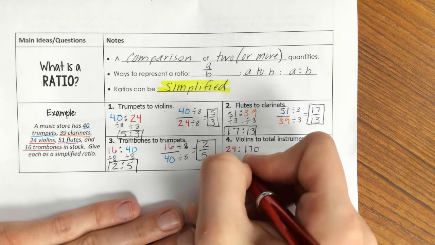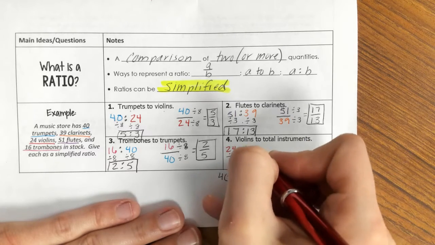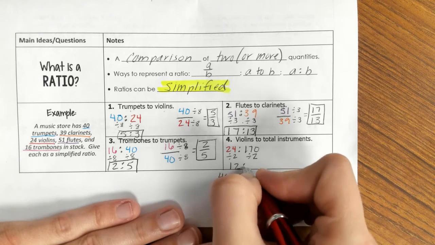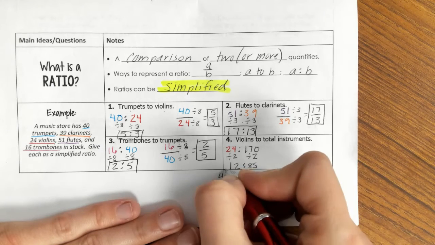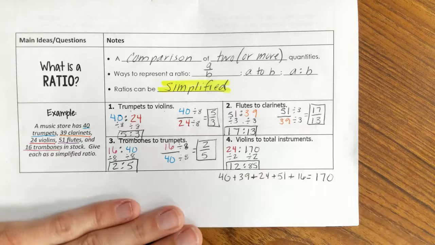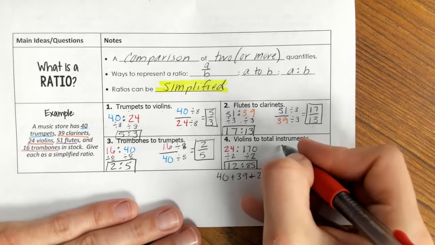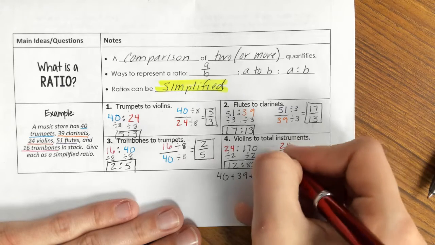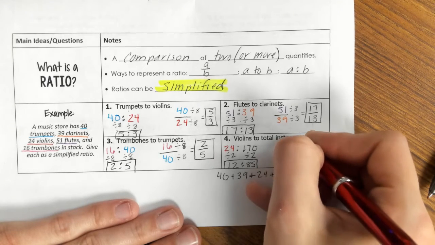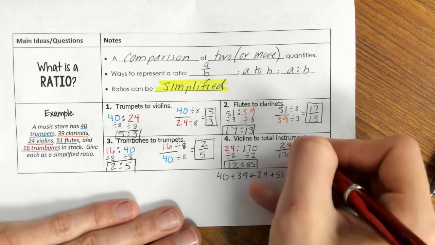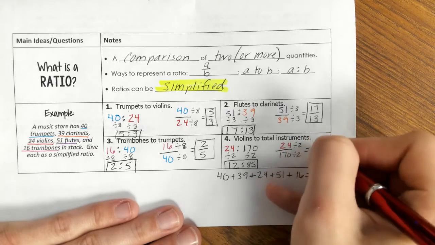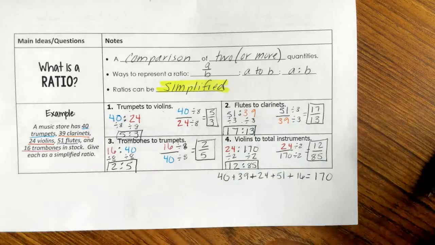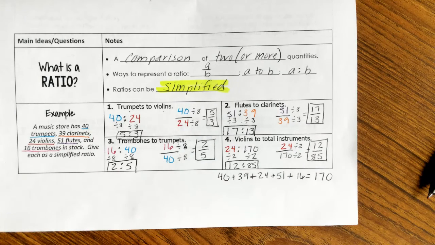Both of these can be divided by 2, giving us our ratio of 12 to 85. And again, if I do this in fraction form, I have 24 over the 170, dividing both by 2, so I'll have 12 over 85. Okay, so we'll work on some practice problems on the inside now.